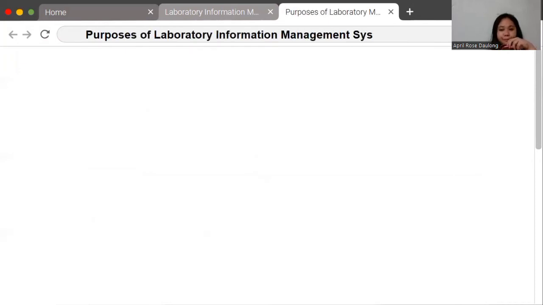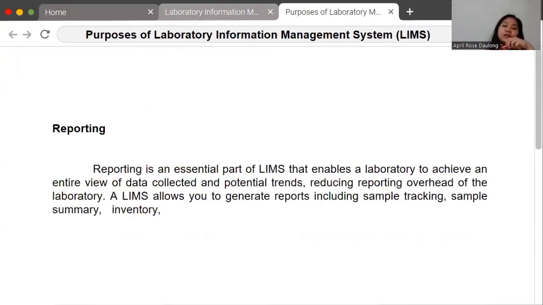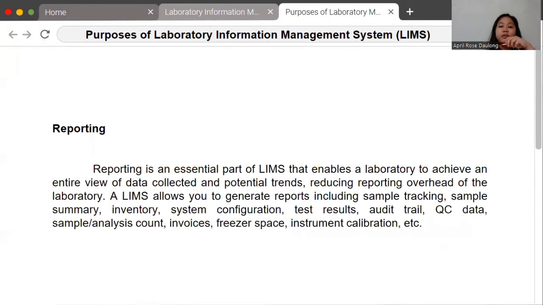Next is reporting. Reporting is an essential part of LIMS that enables a laboratory to achieve an entire view of data collected and potential trends, reducing the reporting overhead of the laboratory. The LIMS allows you to generate reports including tracking, sample summary, inventory, system configuration, results, audit trail, user data, sample analyst count, invoices, instrument calibration, etc.